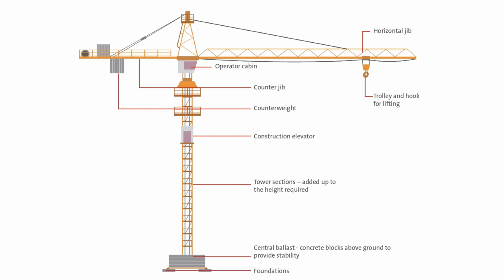Constituents of tower cranes: horizontal jib, trolley and hook for lifting, operator cabin, counter jib, counterweight, construction elevator, tower sections added up to the height required, central ballast, concrete blocks above ground to provide stability, foundations.